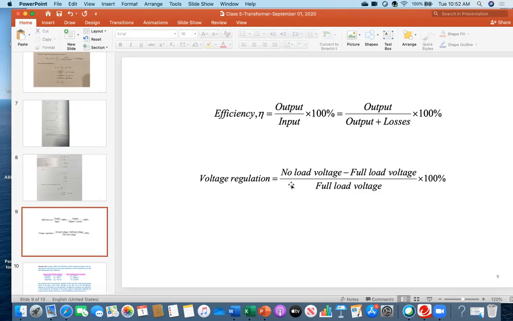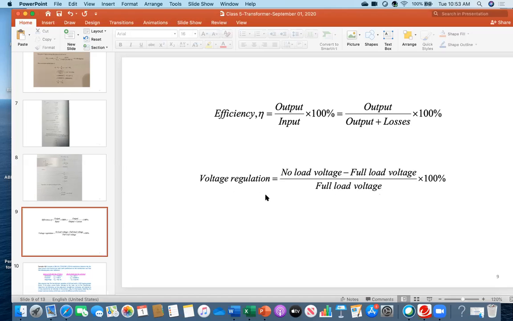So that's why there is one factor, voltage regulation. No load voltage means the transformer was operating but no customers were connected. At that time, what was the voltage available at the secondary terminal? That is the no load voltage. And once customers are connected, this means they are consuming power, they are consuming load. So there will be some voltage drop, which gives the full load voltage. And then, taken as a percentage of the full load voltage, this number is called voltage regulation.